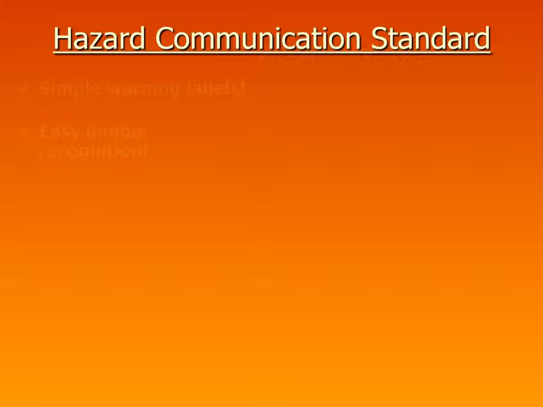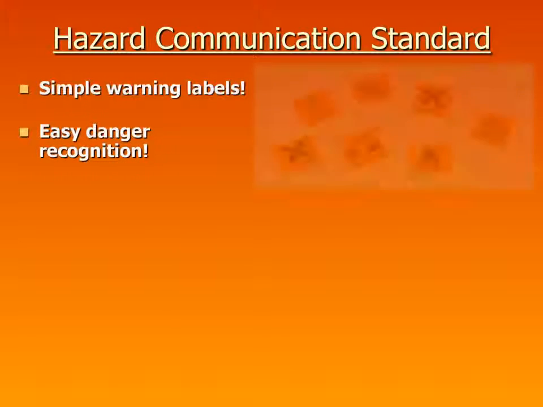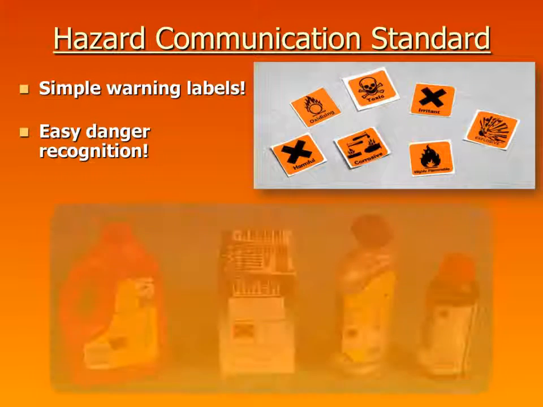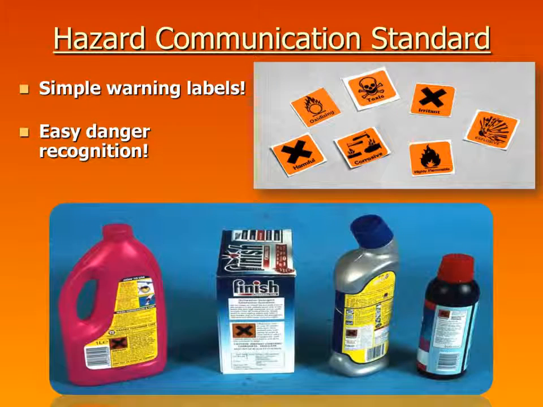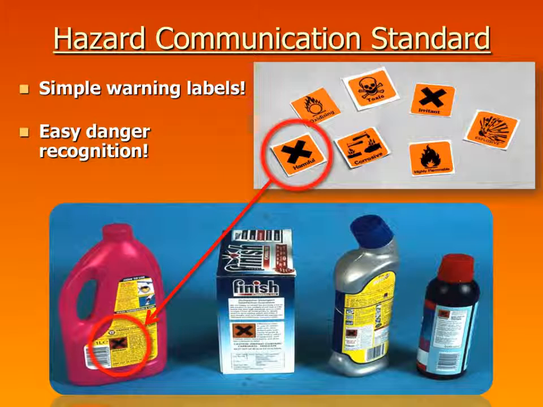The Hazardous Communication Standard has now required more uniformity in how containers are labeled so that people can understand the symbols quickly, no matter what bottle or chemical they are handling. If you look at these pictures, you will see the same symbol is being used to identify a similar hazard on different products. In this case, the X, which stands for harmful, is the same on each of the different bottles.